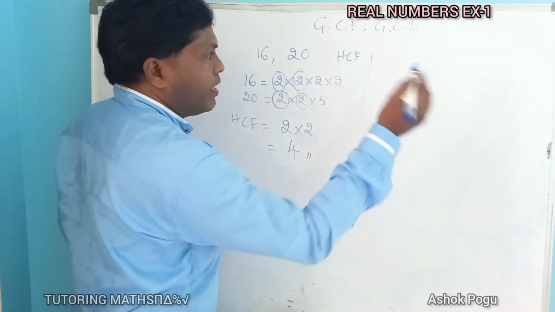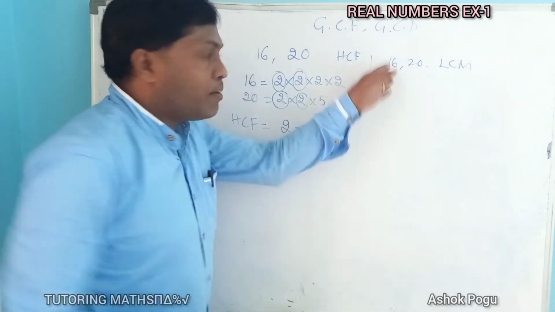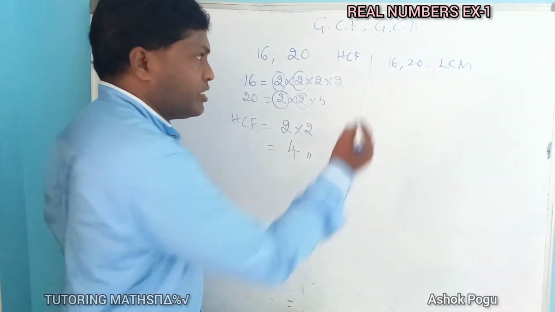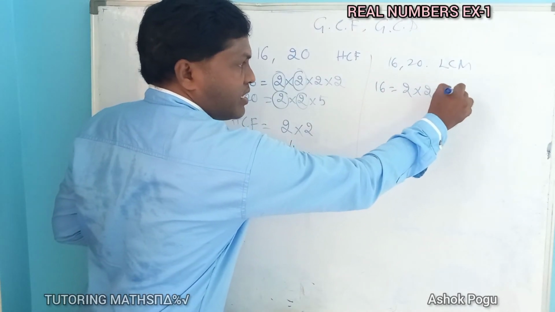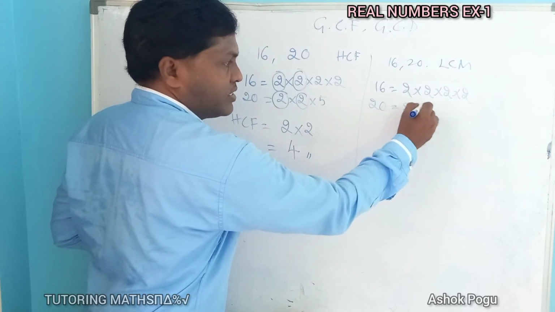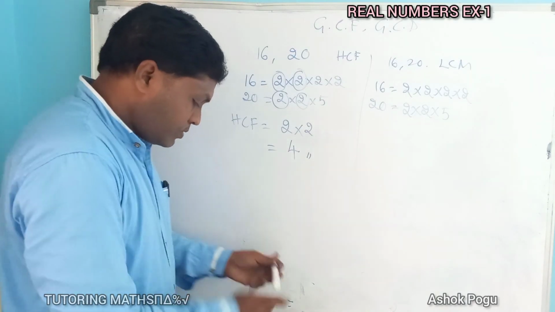And once again, let us see what would be the LCM of 16 and 20, using the prime factorization method. Same 16, what are the prime factors? Just now we have taken. And 20, what are the prime factors? These are the prime factors.